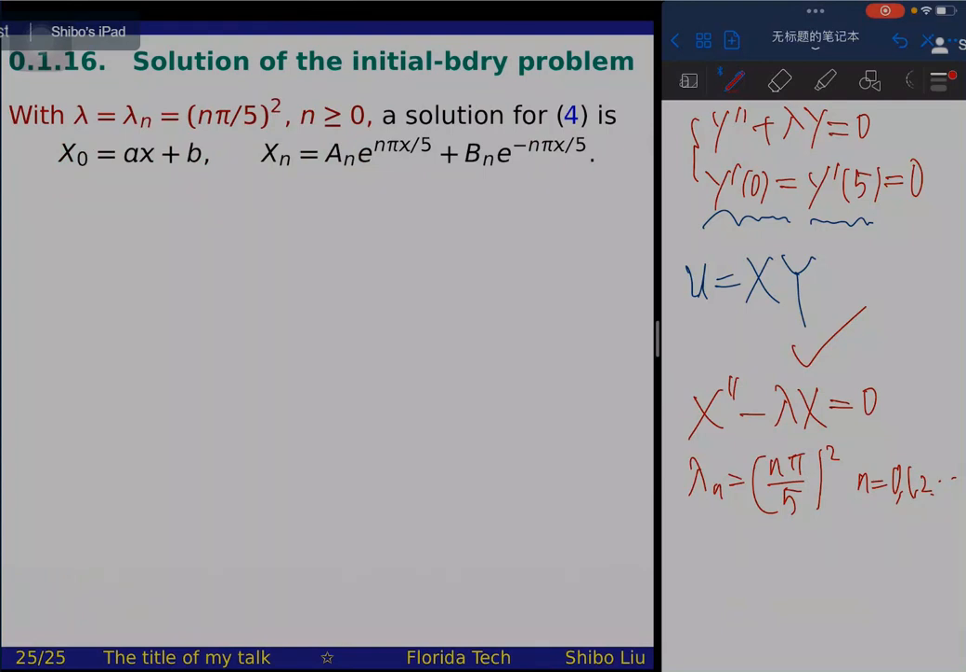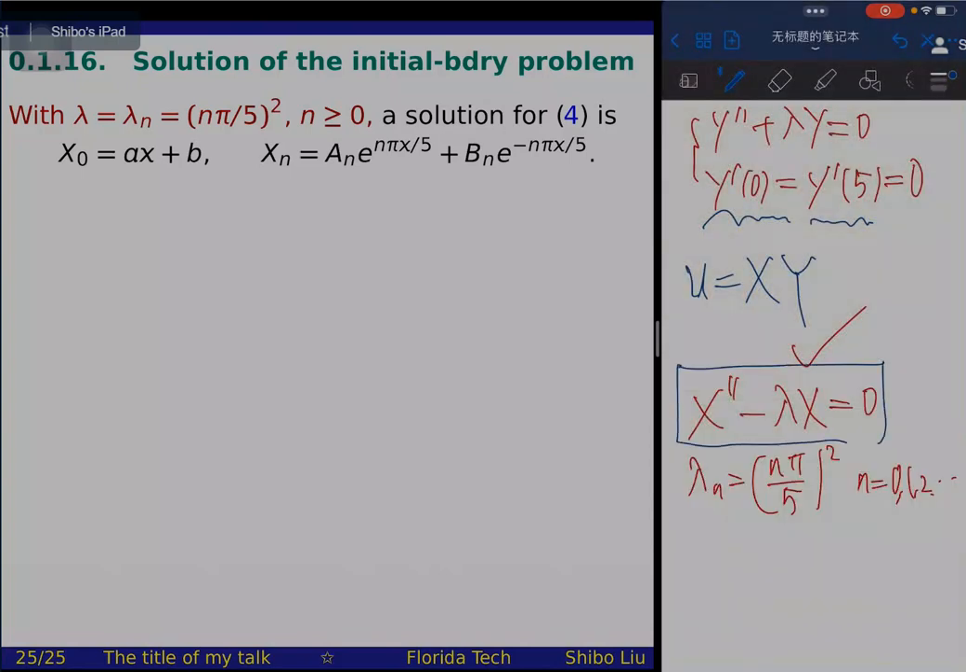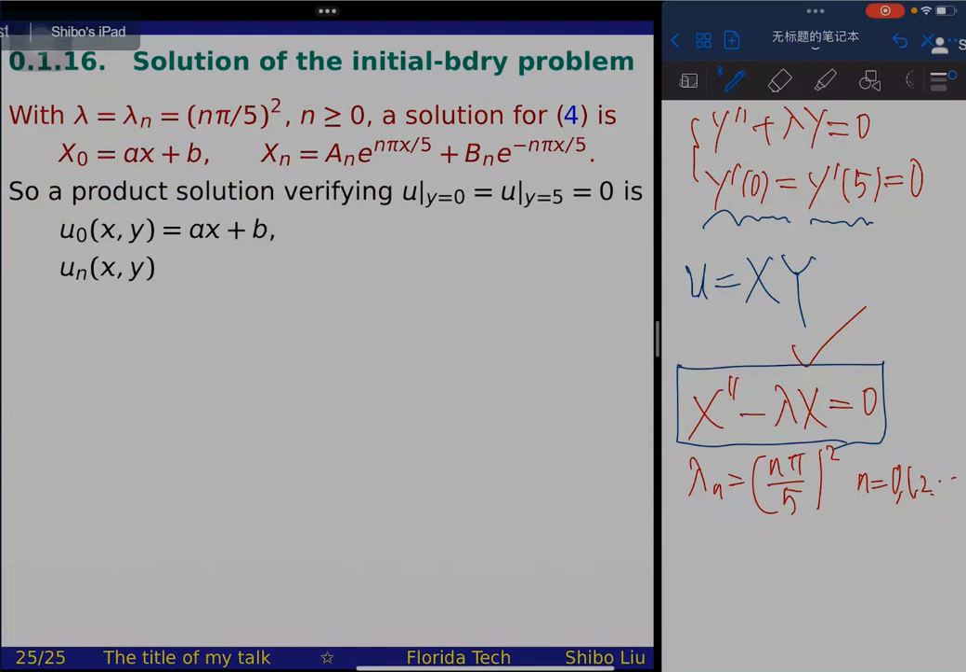And then when n is greater than 0, Xn, the solution of this ODE for capital X, is a linear combination of exponential functions. The coefficients of the combination are denoted by an, bn. Using this Xn and our Yn obtained before, we can obtain the product solution satisfying the boundary condition.